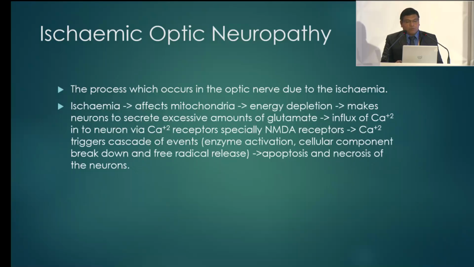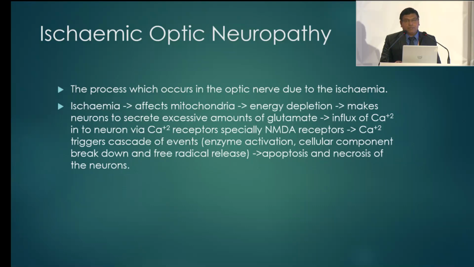So it makes the neuron secrete an excessive amount of glutamate, which ultimately leads to an influx of calcium ions into the neuron. These calcium ions will act via calcium receptors, especially NMDA, and trigger a cascade of events, including enzyme activation, cellular component breakdown, and free radical release. So the ultimate product will be apoptosis and necrosis of the neuron.